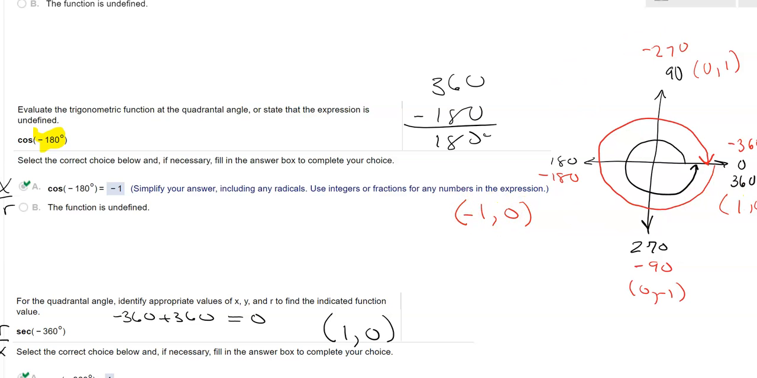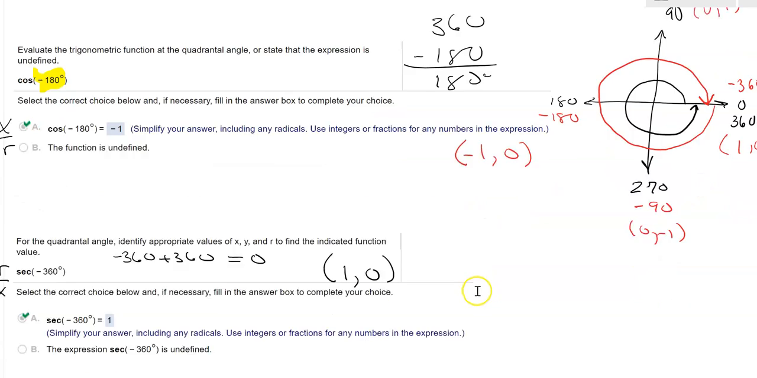And we continue that. So if you need to change it to positive so that makes more sense to you, simply add 360 until you get a value in between 0 and 360. So I add 360 to this, it makes it 180. So the cosine of negative 180 and the cosine of positive 180 is the same location. And that is, what is the x value? It is negative 1. So that's where that comes from.